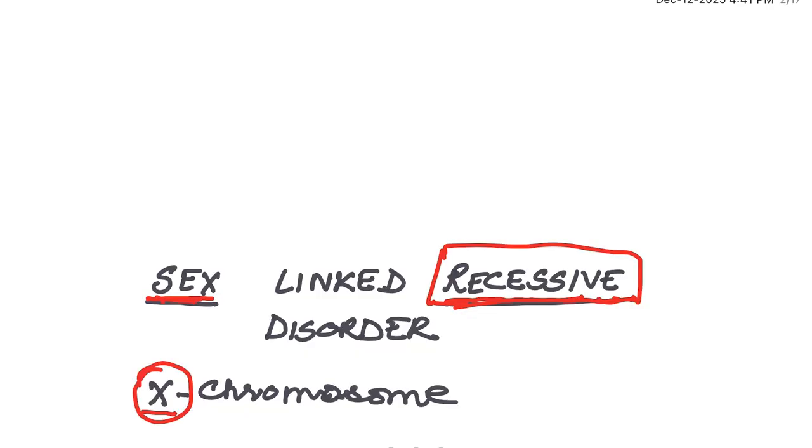In this disorder, mainly the X chromosomes are affected. So, this is a sex linked disorder. Why is it called sex linked disorder? Because this defective gene is present on the X chromosome. And it is a recessive disorder because we need two copies of the genes for it to be expressed. Let us take some examples to understand this.